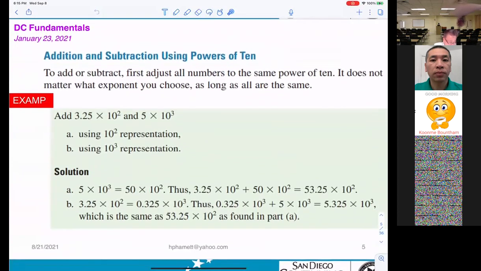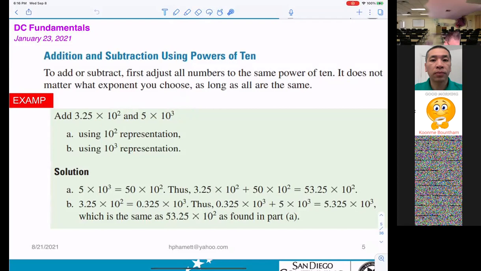Now they're talking about adding and subtraction. Basically, to add or subtract, first express your numbers to the same power of 10. It does not matter what exponent you choose, as long as all are the same. Now they want to add 3.25 times 10 to the power of 2 to 5 times 10 to the power of 3. What you have to do is make sure you get the same power, then you can add or subtract it.